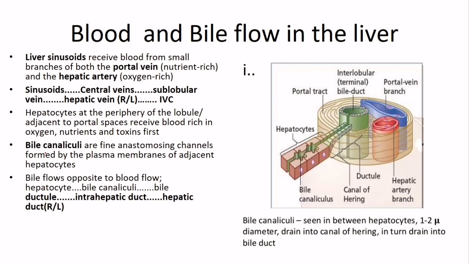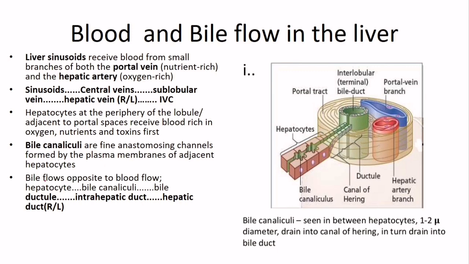And for the flow of bile now, the flow of bile is opposite to the flow of blood. So when blood is coming from the periphery towards the center, bile is coming from the center towards the periphery. So we have what you call bile canaliculi. Bile canaliculi are anastomosing channels formed by the plasma membranes of adjacent hepatocytes.